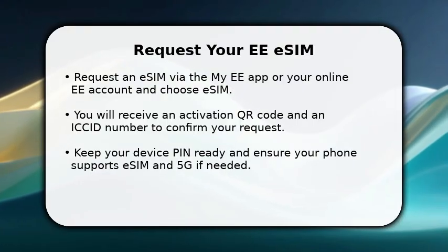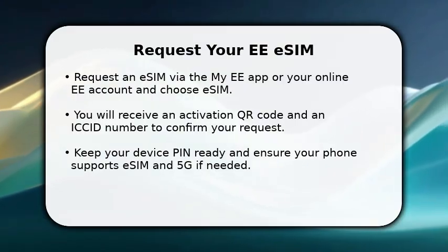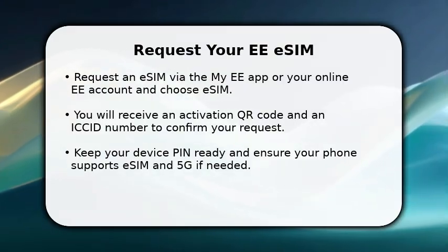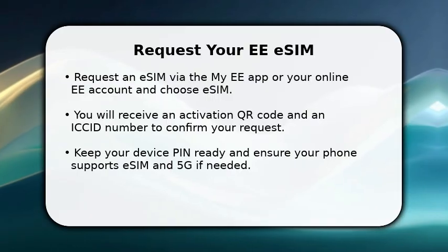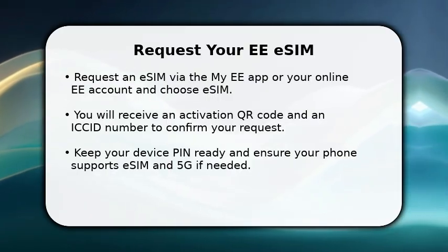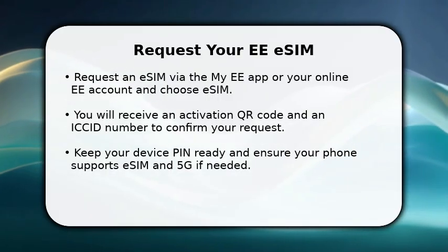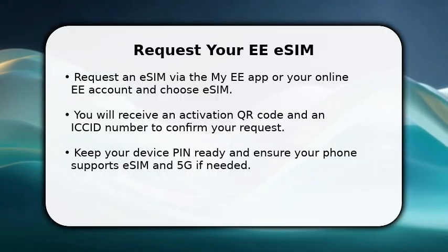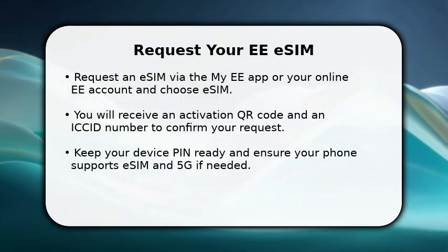Start by requesting an eSIM through the My EE app or your online account. Select the eSIM delivery option and confirm your identity with the required details. You will receive an activation QR code and the ICCID number in the app or by email.